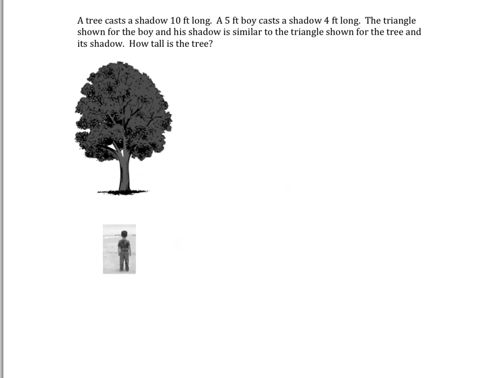You can use similar figures to compute distances that are difficult to measure directly. Such a process is called indirect measurement. Here I have a tree and a small boy, and I want to find out how tall the tree is. They're standing out at the same time, and they each cast a shadow. For the tree, the shadow is about 10 feet long. And again, I'm looking for how tall the tree is.